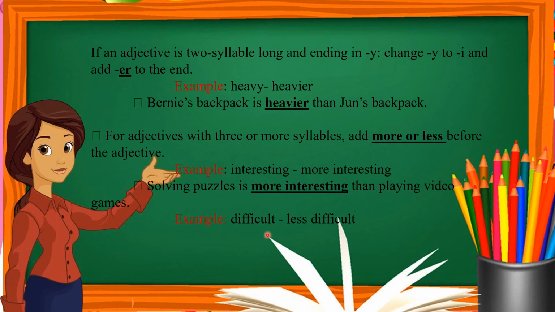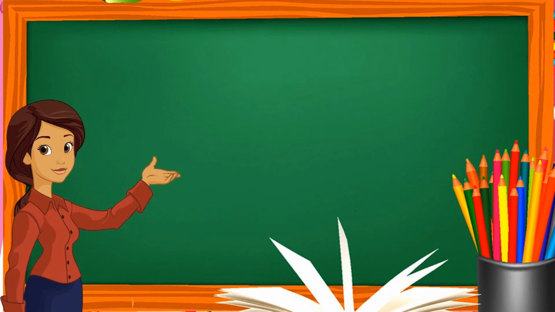Another example. Difficult or less difficult. Okay? Biking is less difficult than swimming. Do you agree? Biking is less difficult than swimming. Less difficult. What is the adjective in the sentence? Yes, less difficult. Why do we use less? Yes, because the word difficult has 1, 2, 3 syllables. That's why we add less before the word. Okay, next one.